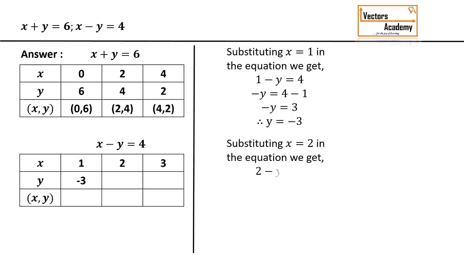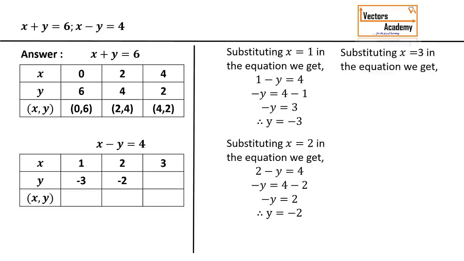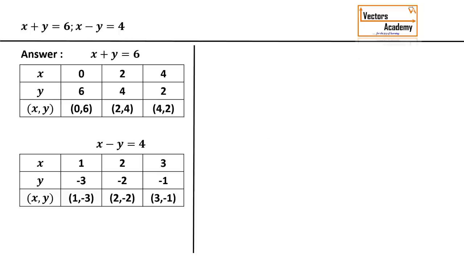I'll take the second value of x, that is x equal to 2, and substitute in the equation. Again solve it, I'll get the value of y, and exactly in the same way I'll substitute x equal to 3, that is the third value, in the equation and I'll get the value of y as minus 1. Again I'll get 3 points which are to be plotted on the graph.